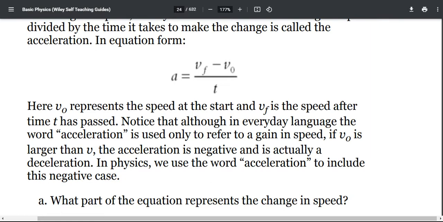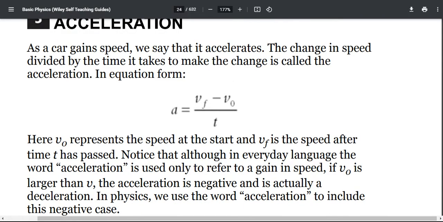Okay, let's clear this. So what is acceleration? Let's say if a car is at point A and when it moves and gains speed, we say that it accelerates. The change in speed divided by the time it takes to make the change is called the acceleration. So how much time it took to gain the speed from point A is called the acceleration.